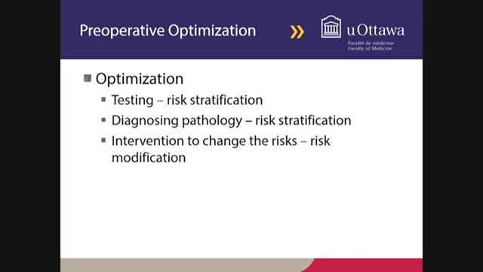The first thing that we have to talk about is optimization. When we say optimization, it really infers 3 things: that we have a test that we can do, and from that test we can identify what the problem is, what the pathology is, and from there we can do something about it. That's what optimization is.